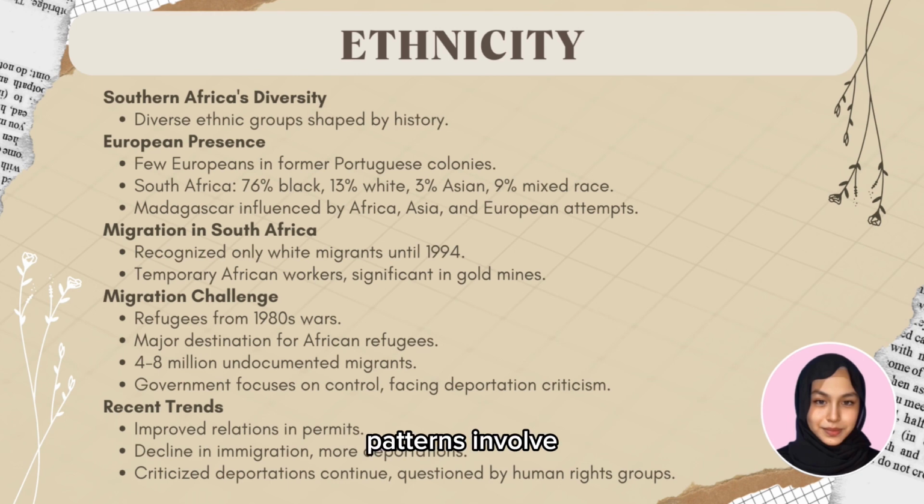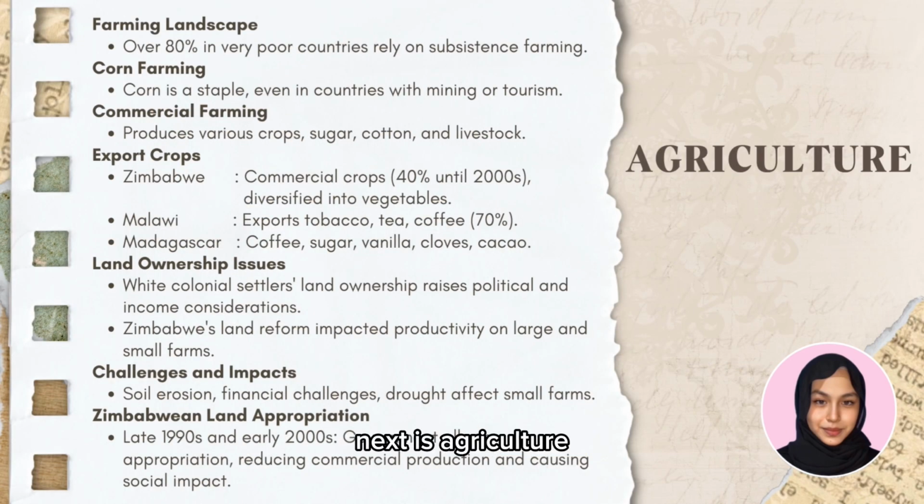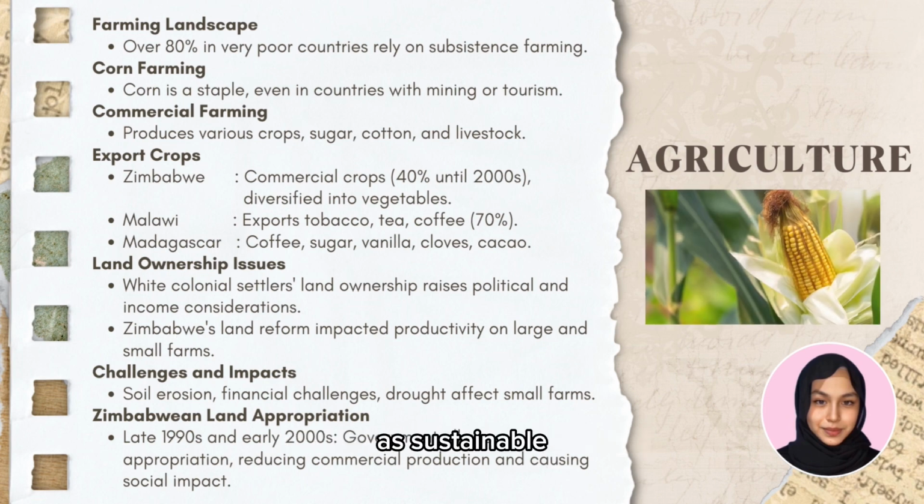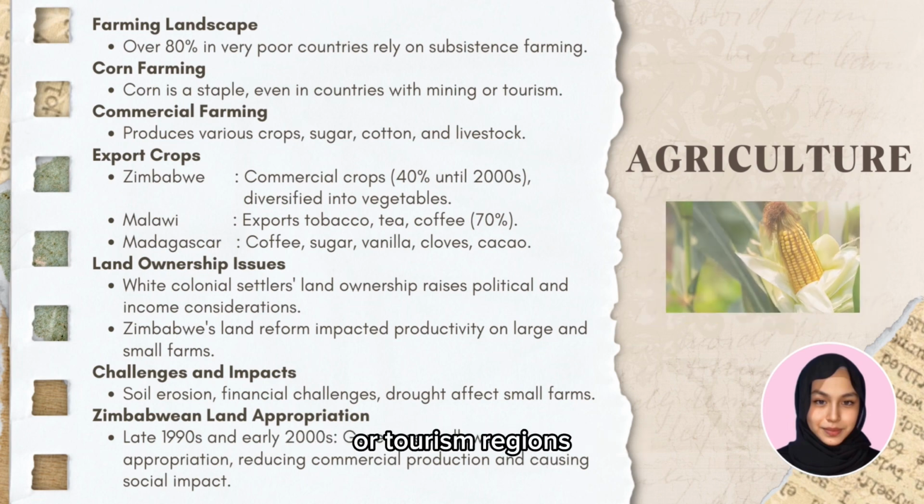Migration patterns involve temporary workers, refugees from 1980s conflict, and a sizable undocumented migrant population, prompting recent shifts in permit regulations, immigration rates, increased deportation, and scrutiny from human rights groups. Next is agriculture. Agriculture in Southern Africa sees 80% of people in very poor countries relying on subsistence farming, notably with corn as a staple even in mining or tourism regions.